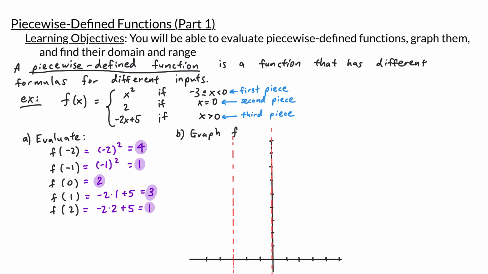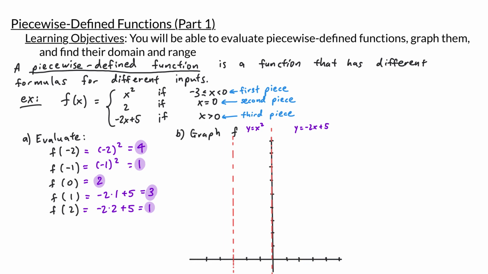Now that we've separated the pieces, I know that on this first portion of x values from -3 to 0, my function is going to behave like the x squared function, which means that I would be graphing y equals x squared on that portion of x values. At x equals 0, my second piece, I know that the output is 2, so essentially I just have to point 0, 2 there. And then lastly, for x values greater than 0 on this right-hand side, my function is going to behave like -2x plus 5. So on this portion, we're graphing y equals -2x plus 5.